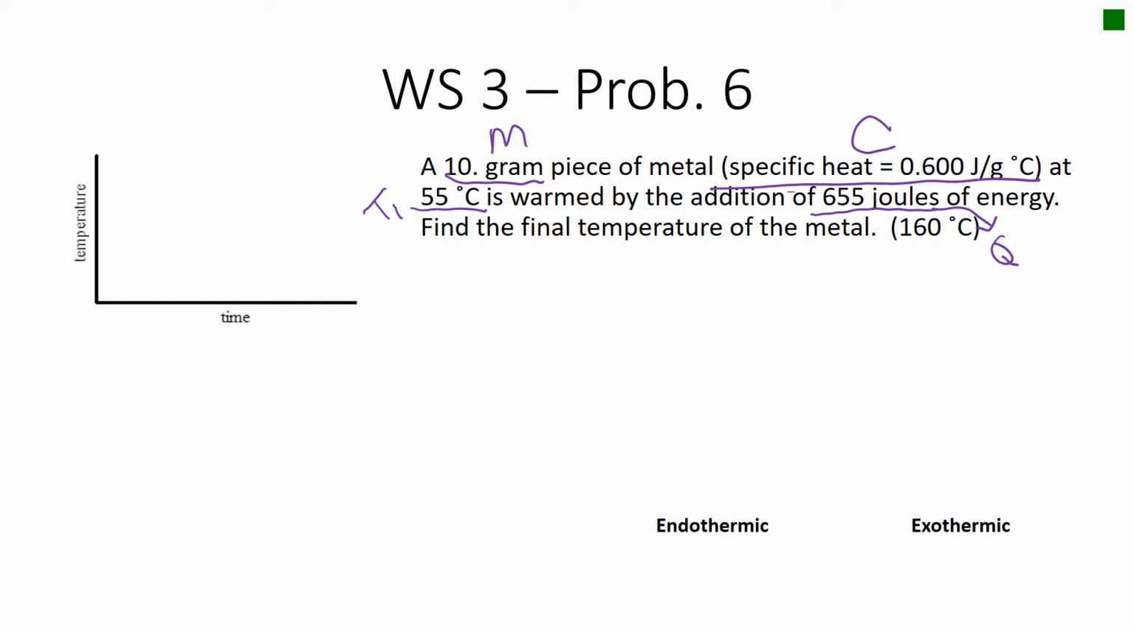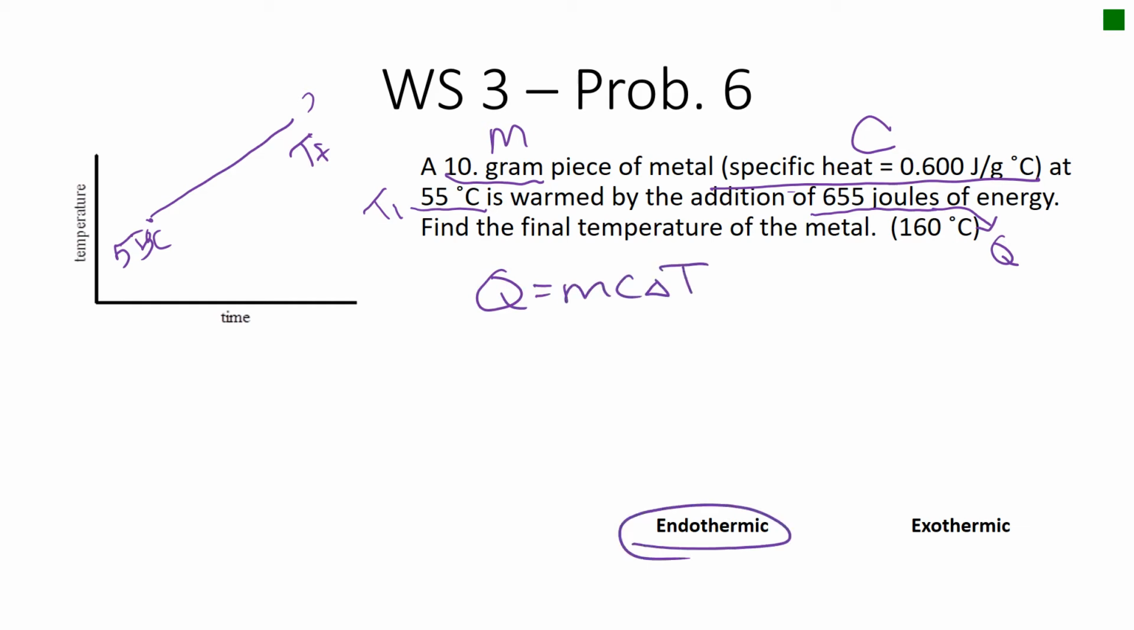In this case, I know we're starting at 55, so I'm going to mark 55, and then I added energy. It says it's warmed, so I know I'm going to go up to a certain temperature. That's actually what I'm trying to find, which is my TF, my final. Now what I'm going to do is, because it's a positive slope line, the formula is Q equals MC delta T. I also know that it is endothermic because it is going up, so it is absorbing more energy.